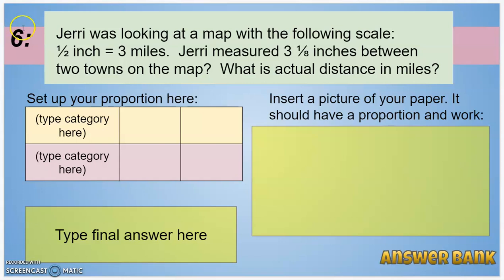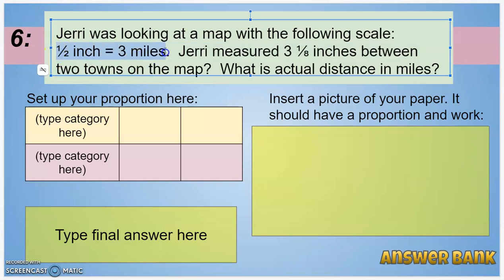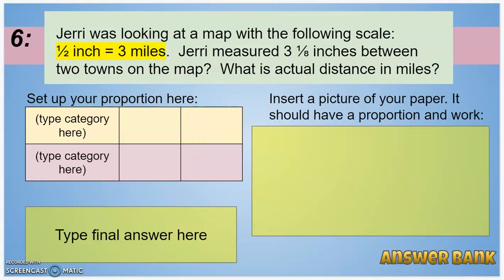So, Jerry was looking at a map with this scale. 1/2 of an inch equals 3 miles. That is so important. It is going to be my first ratio right there. And do you understand what this is talking about? Have you ever seen a map? In the corner, there's usually a little scale that tells you this small distance on the paper or on the computer map equals this distance in real life. It has to be to scale, which means proportional.